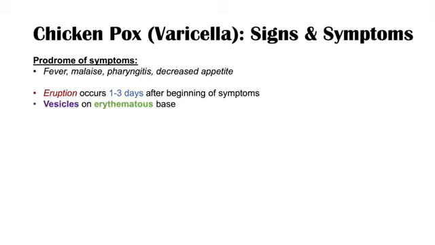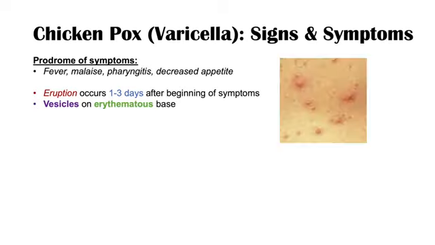And the vesicles are described as being on an erythematous base. And what that means is that there is redness on the skin with a vesicle on top of it. So in this image here, you can see these little vesicles that are on top of an erythematous base. And the key to chickenpox is that these vesicles are all in different stages of healing. So what happens is that there are successive eruptions of vesicles, groups of vesicles in chickenpox. And over time, some of these begin to heal while others continue to erupt.